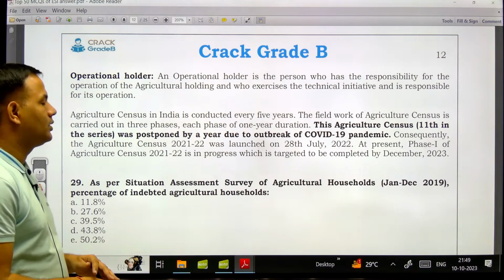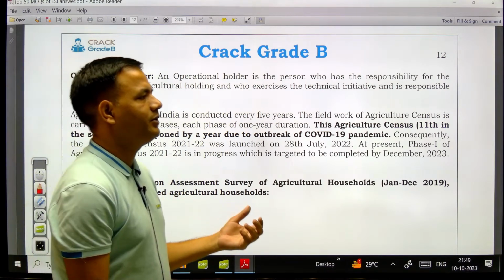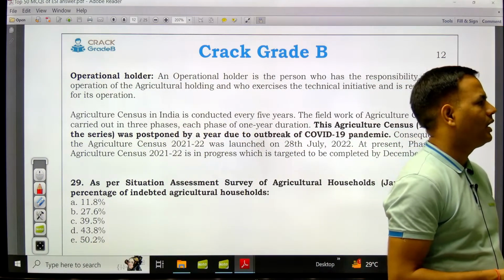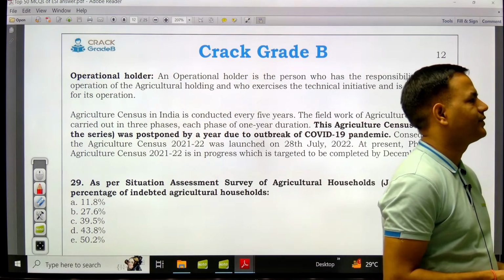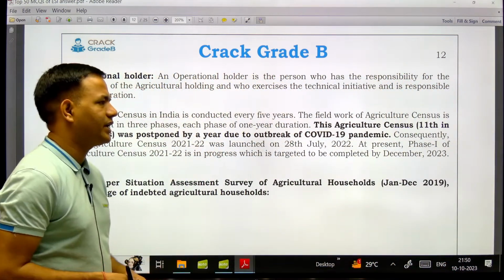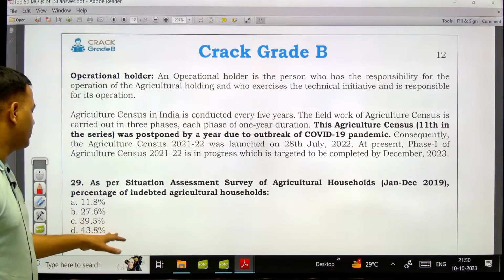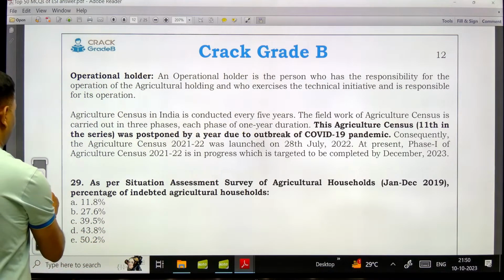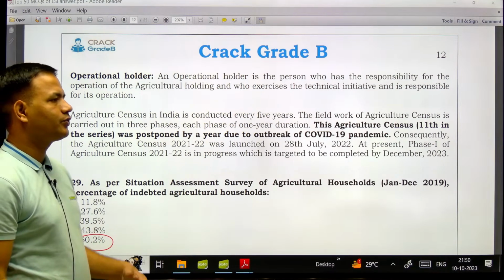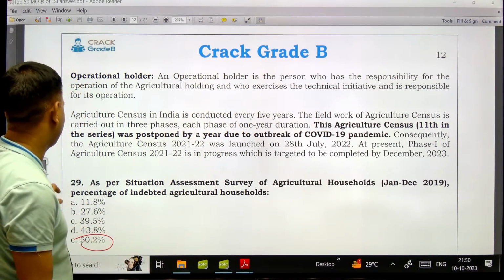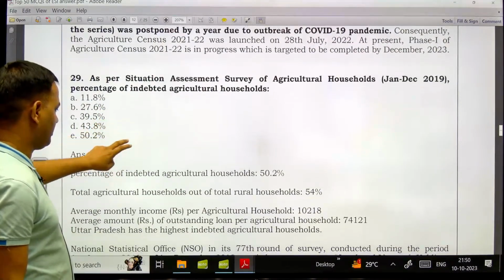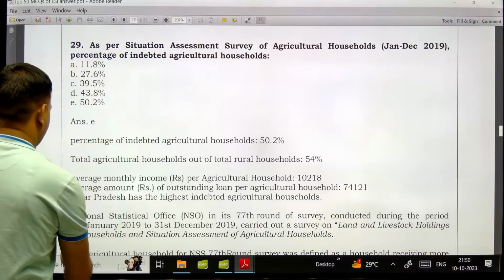Means those who have taken a loan of any kind. I will check where it is. I will check, the revision notes of PIB is not there. I will check. So 50.2%. 50.2% of the agriculture households were indebted, meaning they have taken any type of loan. So these are the other important data.